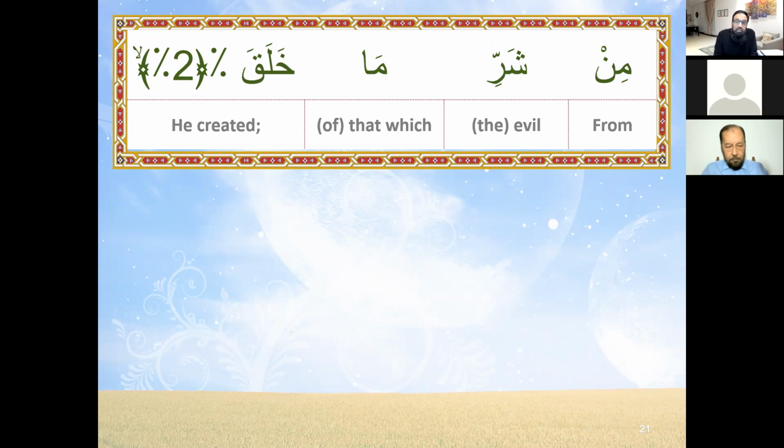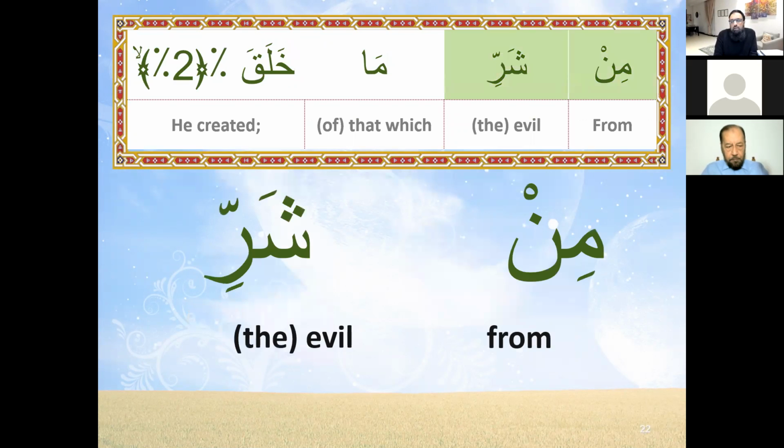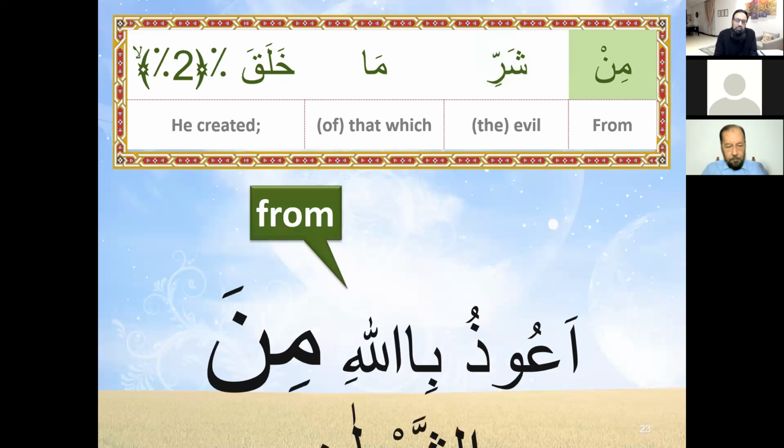So a'udhu billahi minash shaitanir rajim. So it's the same meaning. Min there was from the outcast shaitan, and min here is from as well. Shar means the evil. Okay, evil itself. The evil comes in 2 forms, and we will cover that in the next slide, inshallah. Ma is of that which. Okay, and khalaq is he created. Min sharri ma khalaq, from the evil of that which he created.